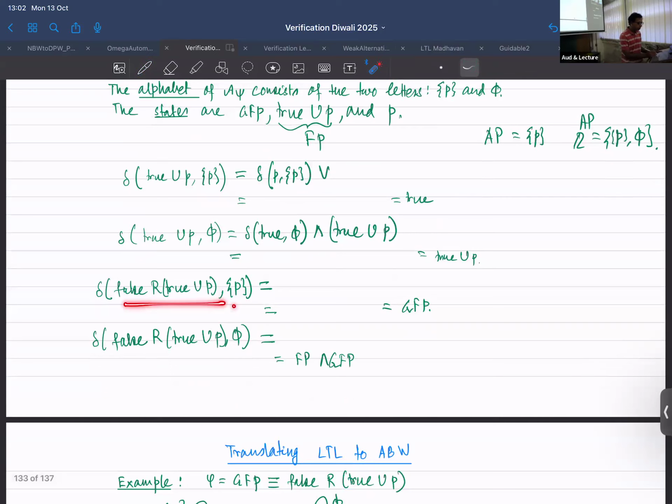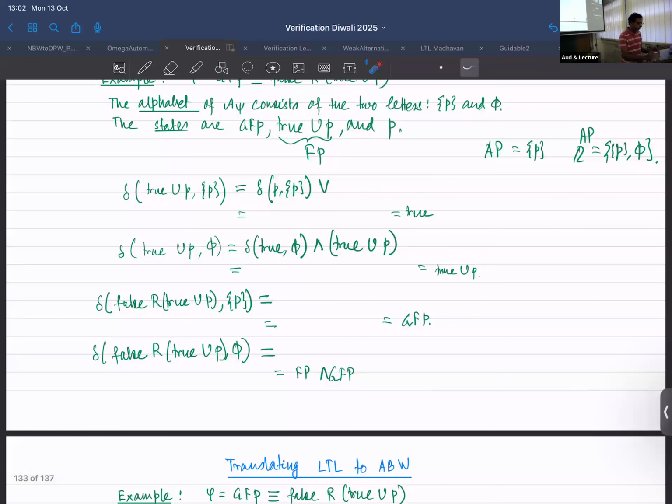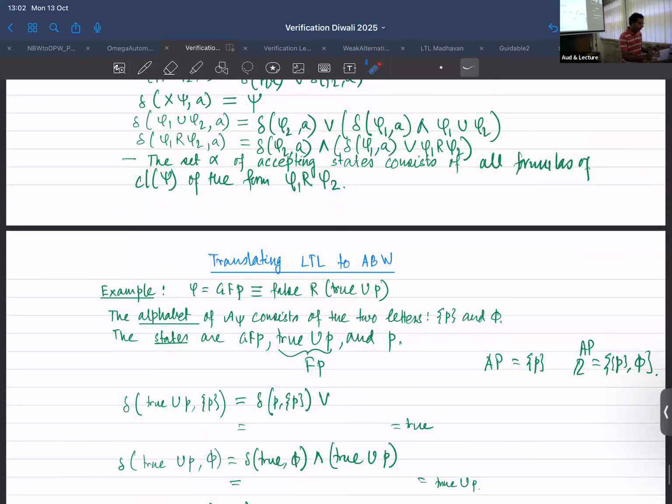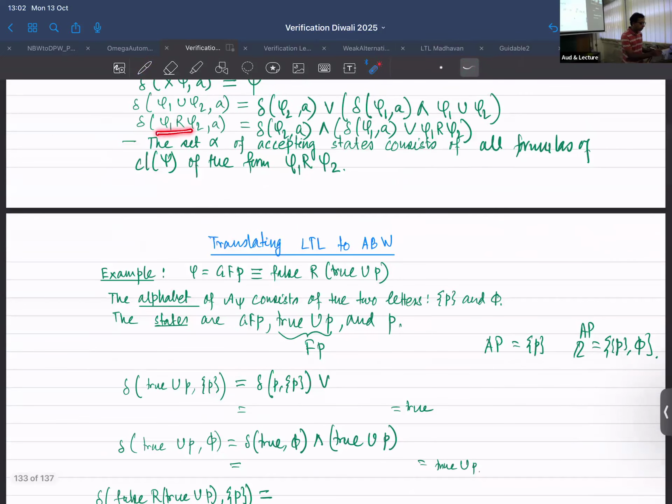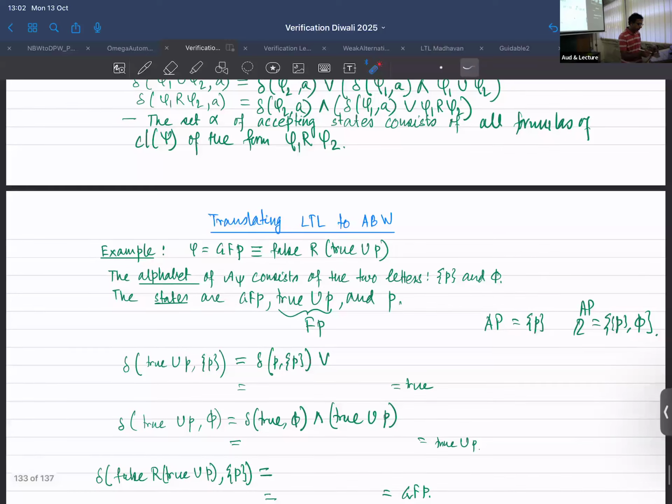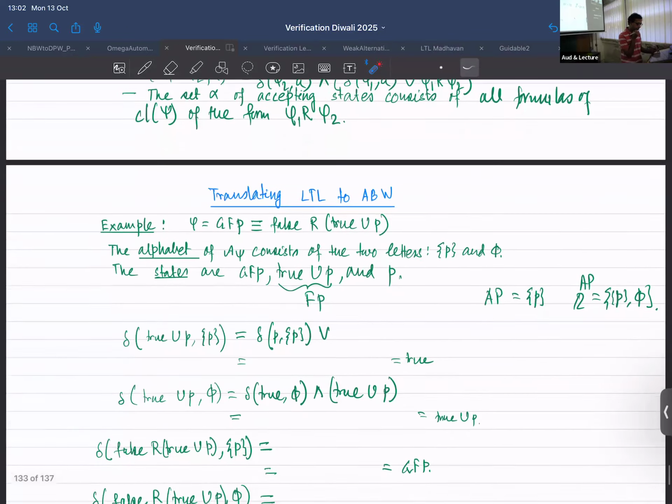What about when you consider GFP and P? Release. So what do you get? You have delta of phi 2 comma A, so delta of true until P comma P. We have seen this is true already. So phi 1 or phi 2 comma A is phi 2 comma A and this part. Delta of true until P comma P is already true. So you get true there.